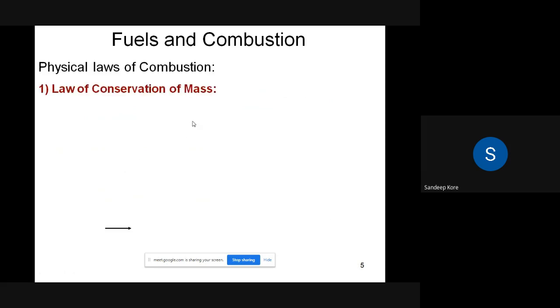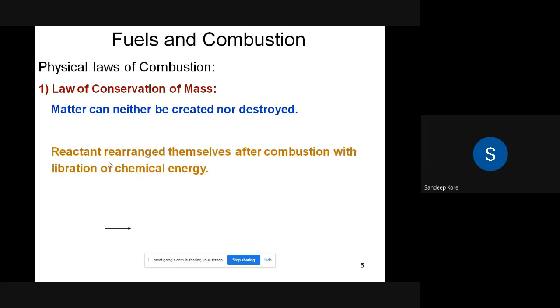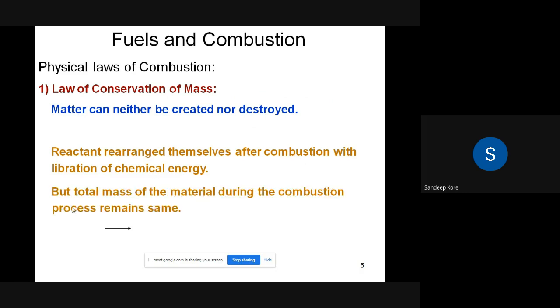Now we'll go to the physical laws of combustion. First, the law of conservation of mass. Mass can neither be created nor destroyed. Reactants rearrange themselves after combustion with a liberation of energy, but the total mass of material during combustion remains constant.